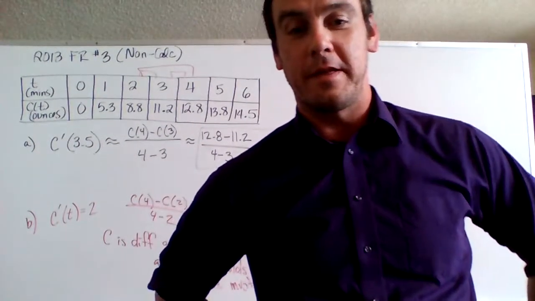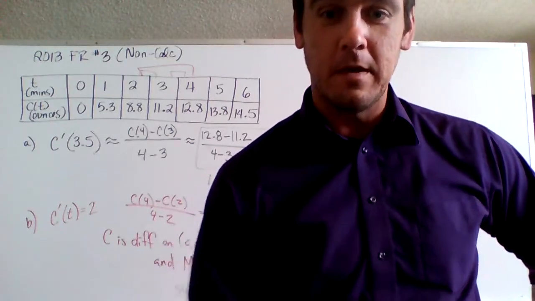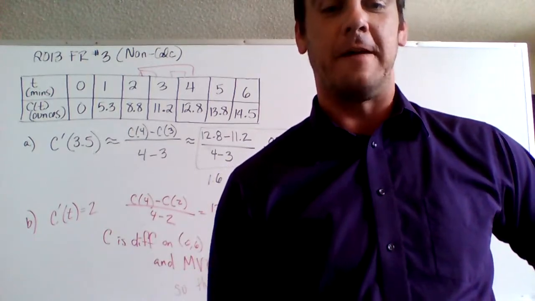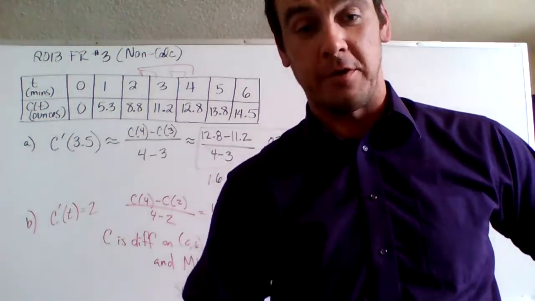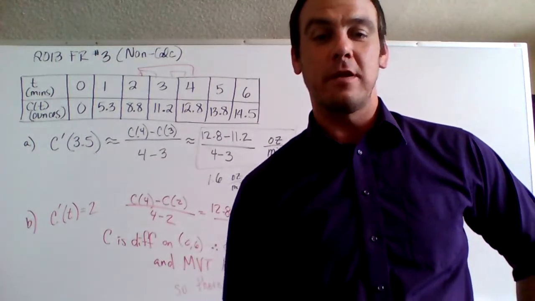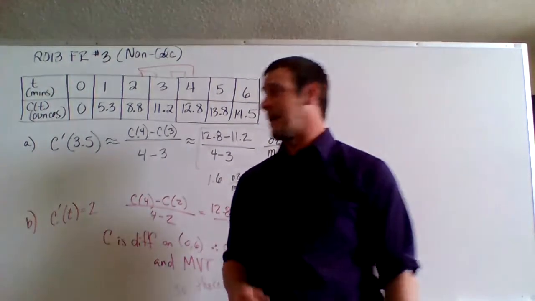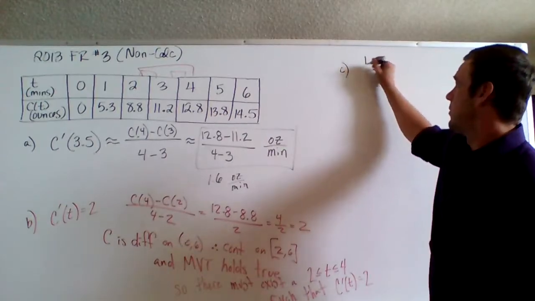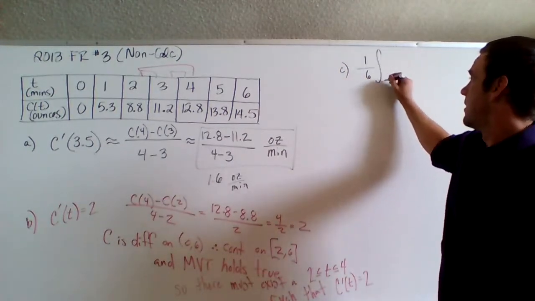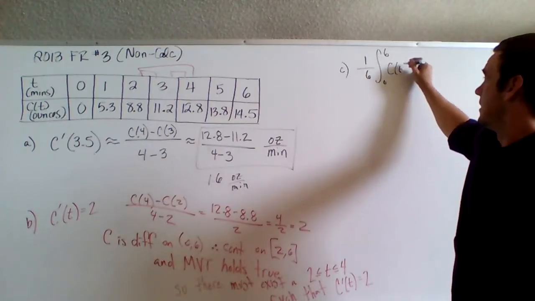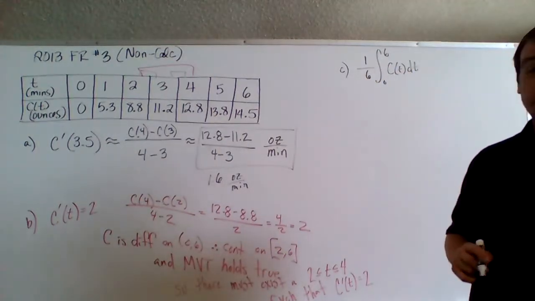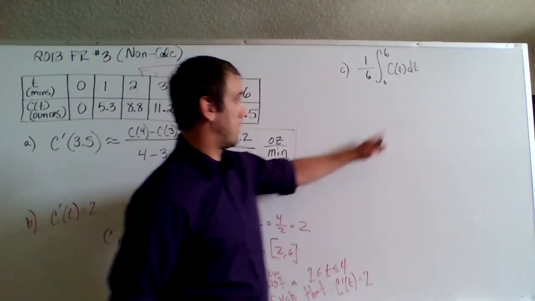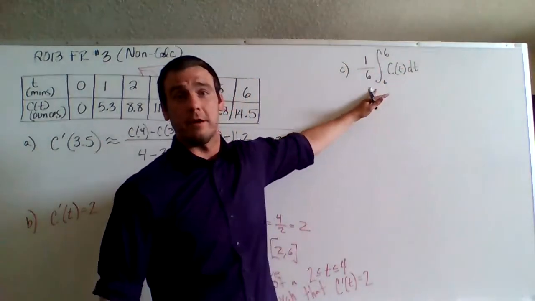Use a midpoint sum with 3 subintervals of equal length indicated by the data in the table to approximate the value of 1 over 6 integral from 0 to 6 of c of t dt. Using correct units, explain what that is in the context of this problem. Guys, so let's go over here, part C. We need to estimate 1 over 6 integral from 0 to 6 of c of t dt. Hopefully you guys recognize this is just going to be the average value, because our interval is from 0 to 6, and we have a 1 over 6 out front.